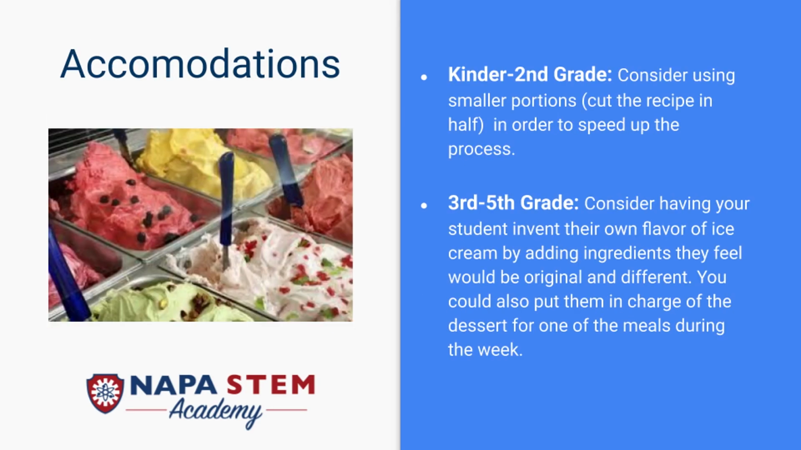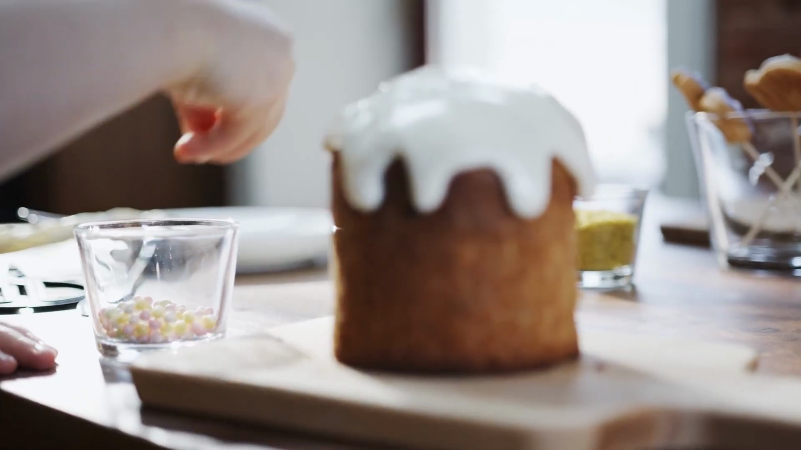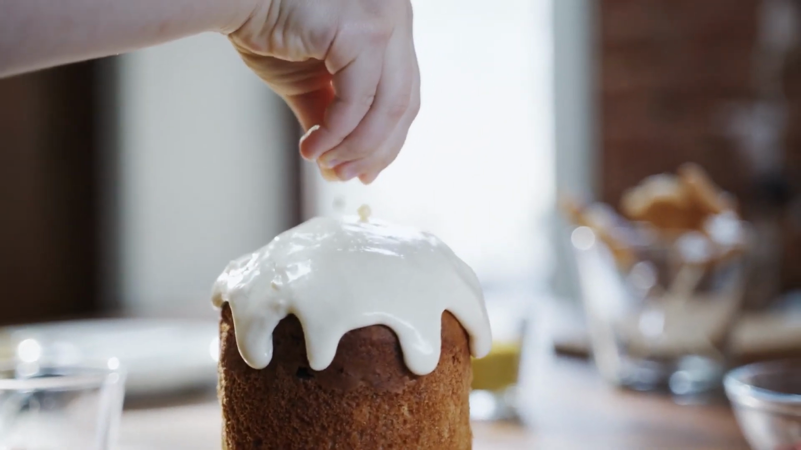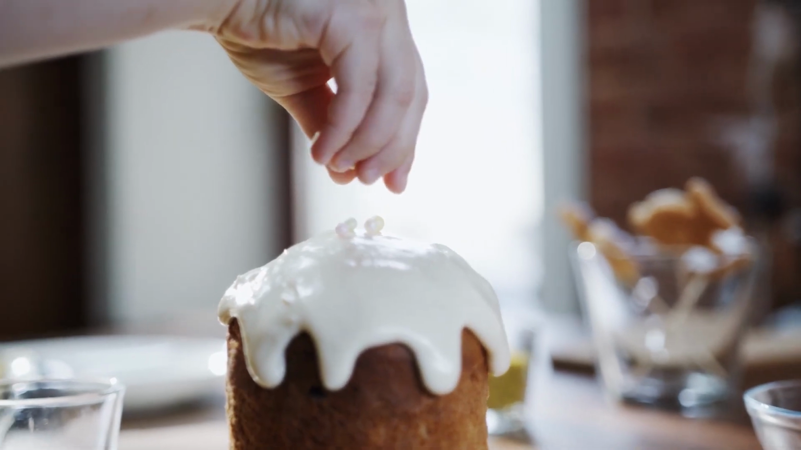If you have a kinder through second grader, consider using smaller portions or cutting the recipe in half. This can help speed up the process, especially the freezing process. If you have a third through fifth grader, consider having your student invent their own flavor of ice cream by adding ingredients they feel would be original and different. You could also put them in charge of dessert for one of the meals during the week.